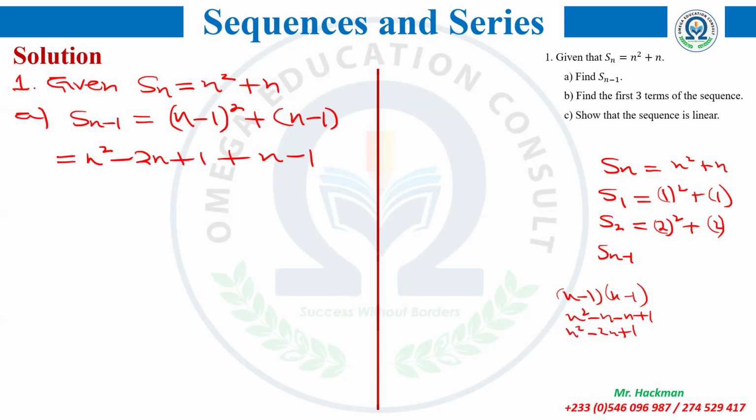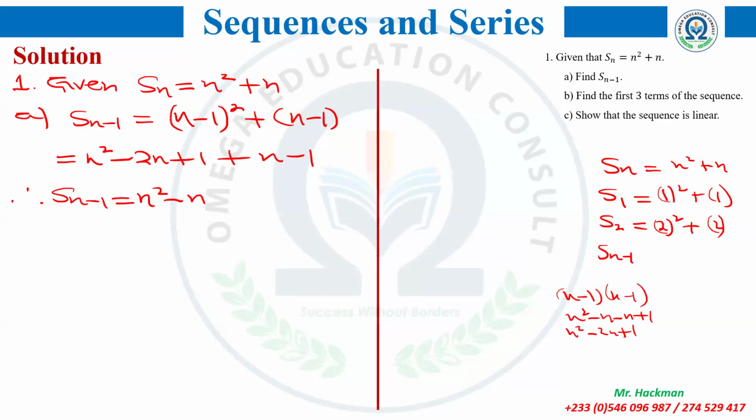Yes, please. At this point after expansion, obviously you can see like terms. When I combine my like terms, I can draw my conclusion that S sub n minus 1 will be equal to n squared, only one term in n squared, but two terms in n: minus 2n, then plus n, which gives you minus n. Do you agree? And 1 plus 1 minus 1 will go. So your S sub n minus 1 is equal to n squared minus n.